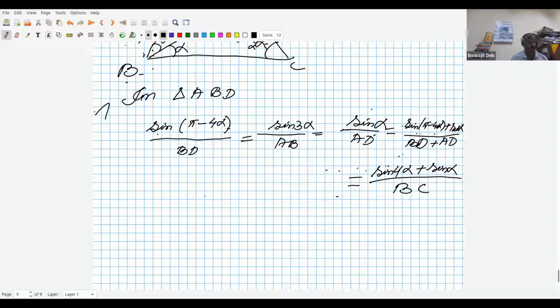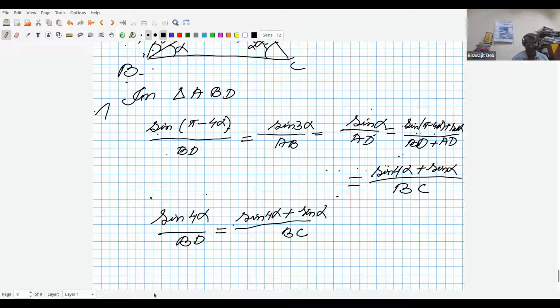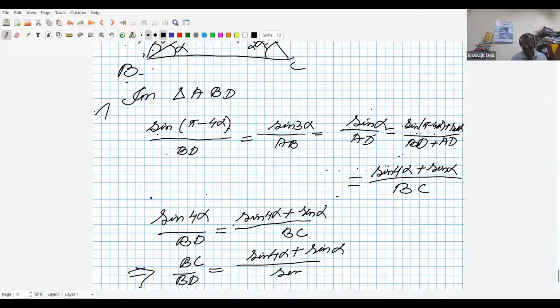Hence, what we are getting is that sine of 4 alpha by BD, as you know, sine of pi minus 4 alpha is sine 4 alpha, is equal to sine 4 alpha plus sine alpha by BC. Fine. This implies that BC by BD is equal to sine 4 alpha plus sine alpha by sine 4 alpha.